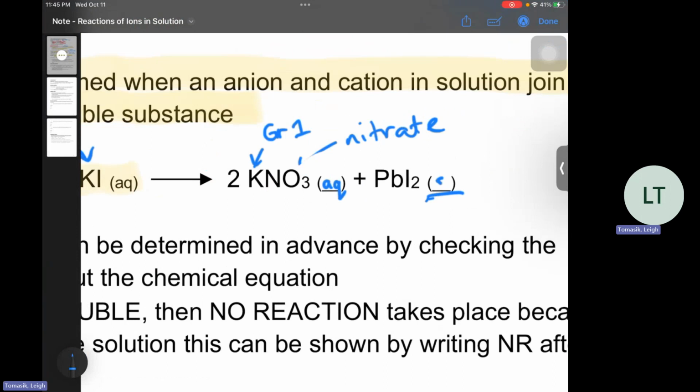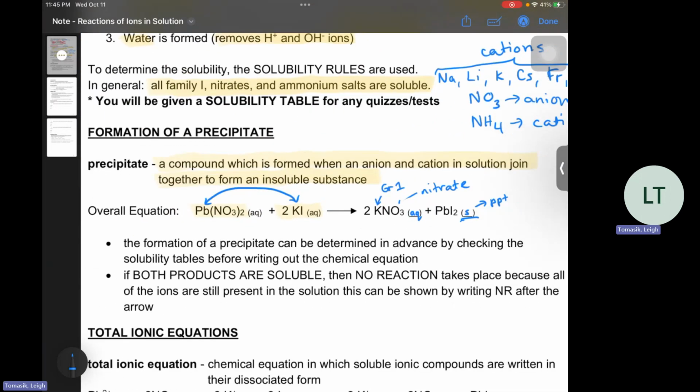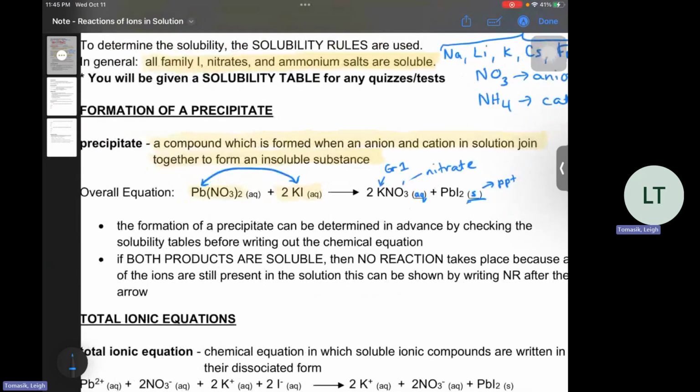And so this will be a solid, right? So this is the precipitate, PPT for short. Okay, so it says the formation of a precipitate can be determined in advance by checking the solubility tables before writing out the chemical equation, right? If you know which anion and which cation are going to combine, you can just look at the intersection of the anion and the cation in the table, and you can figure out before you write the whole thing whether it will make a precipitate or not.